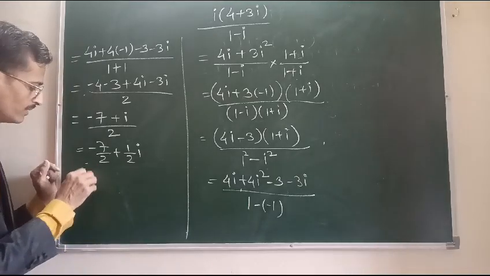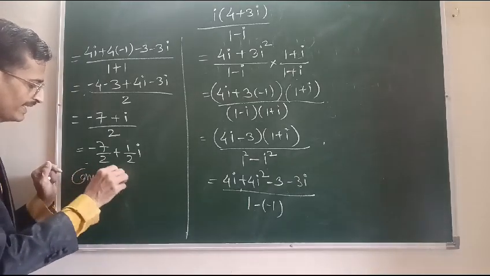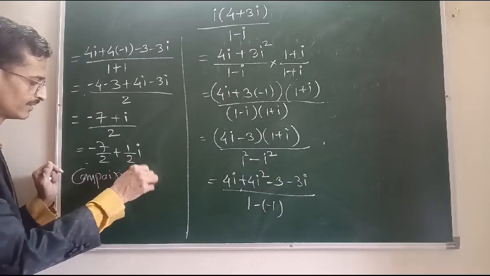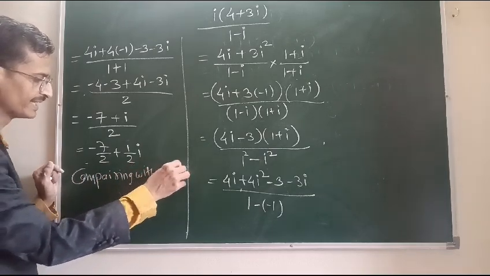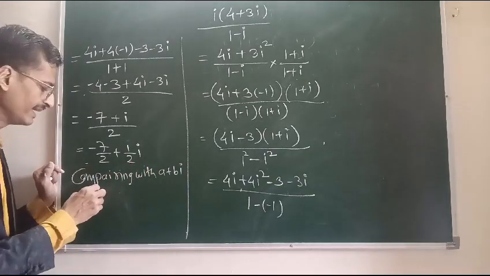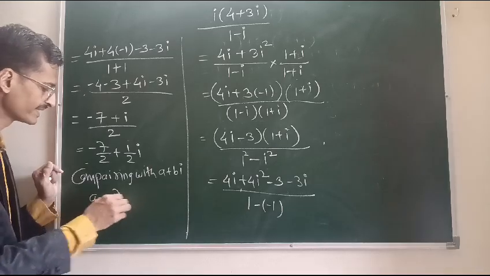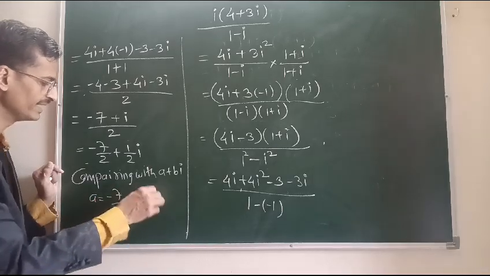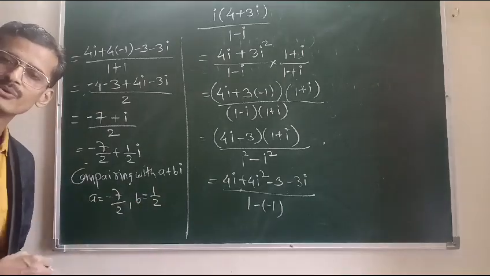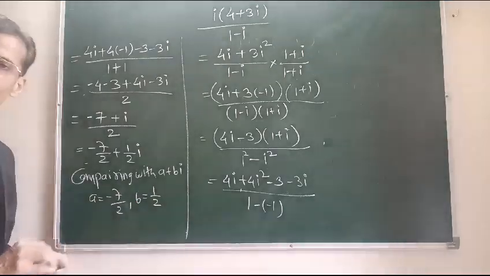So comparing with a plus bi, a is what? Minus 7 upon 2. b is what? 1 upon 2. Okay, so this question is over.